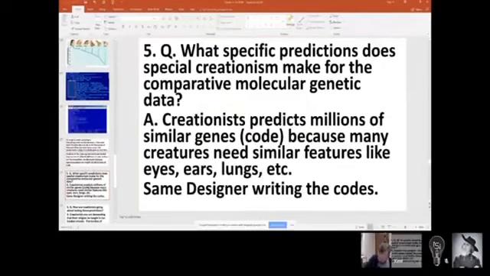One of the questions I was sent was, what specific predictions does special creationism make for comparative molecular genetic data? Creationists predict millions of similar genes, that would be the code, because many creatures need similar features, like they both need eyes, ears, lungs, etc. That just proves the same designer wrote the codes.